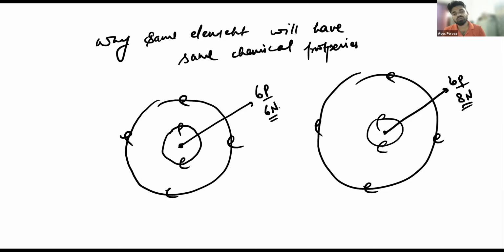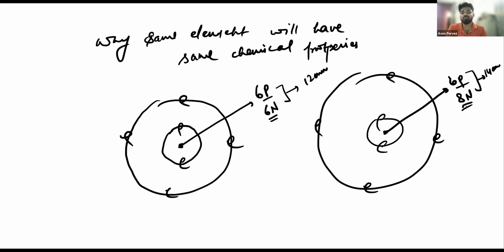So if it has 8 neutrons, this will become 14 AMU mass. If it has 6 protons and 6 neutrons, it will be 12 AMU mass. Because of this, it is heavier. It may have a different melting and boiling point. They may be radioactive in nature. It can release a neutron easily, which means it is radioactive in nature because it has an extra neutron.